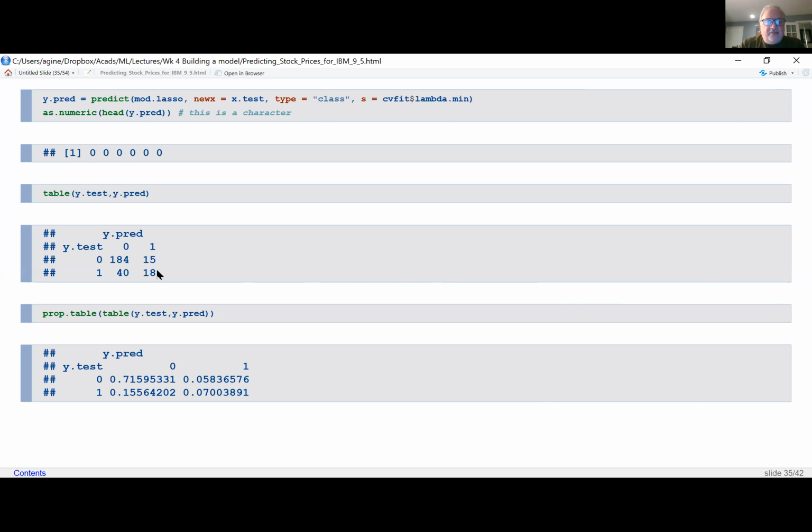So if you're doing 10-fold cross-validation and your grid range of lambda was 100, you'd be producing 1,000 models. Does that make it clearer?